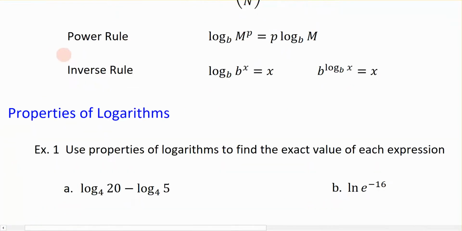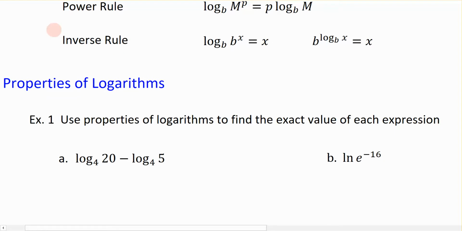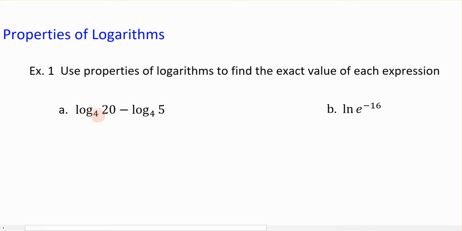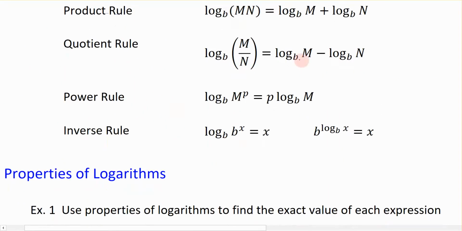Now the first set of examples that we're going to use are actually going to use the inverse property that you see up here. So I have two examples down here, and I want to use those properties of logs to find the exact value of my expression, and I can do this without using a calculator. So here I have log base 4 of 20 minus log base 4 of 5. Notice that I have the same base for both of these expressions, and I am subtracting. So if we scroll back up here, subtraction with the same bases implies the quotient rule.